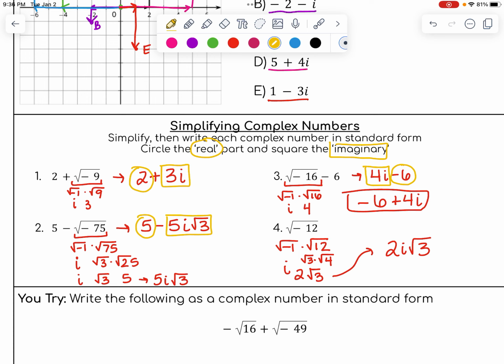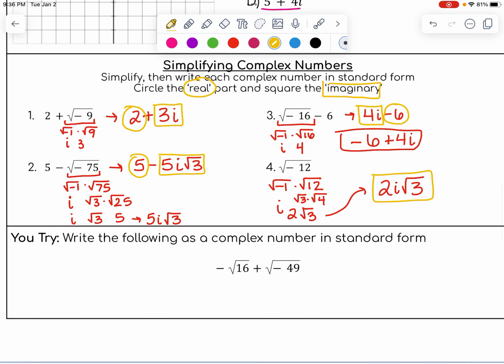Now, circling the real part, there is no real part here. This is simply imaginary. So we'll box this imaginary piece. All right, you try and see if you can do this last one. Pause the video and then come back to check your answer.